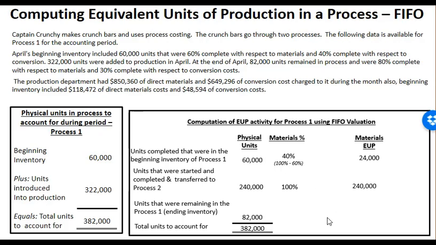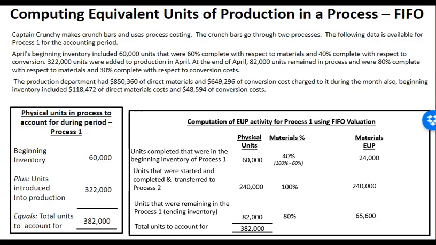So I'm going to take my materials percentage first. I know I started out at 0, and if they're 80% complete, that means I had to expend 80% effort. So I take the 80% times 82,000, and my materials equivalent units of production is 65,600. Okay, now I've done my calculations for equivalent units of production, or units of effort, for materials.